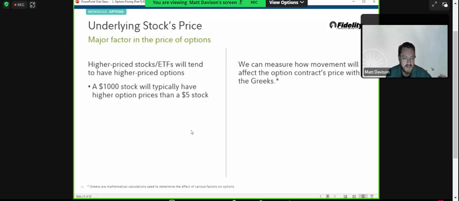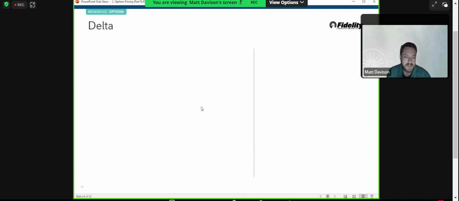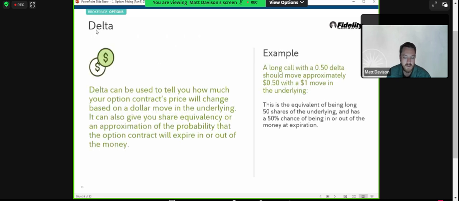Higher price stocks, ETFs, tend to have higher option prices. And then the second thing is, how can we actually measure what my option should do based on a $1 increase to the underlying stock price? And that's our first Greek that we're going to discuss today, which is delta. This is effectively telling us if the underlying stock or ETF were to move up by $1, how much should my option price go up by?